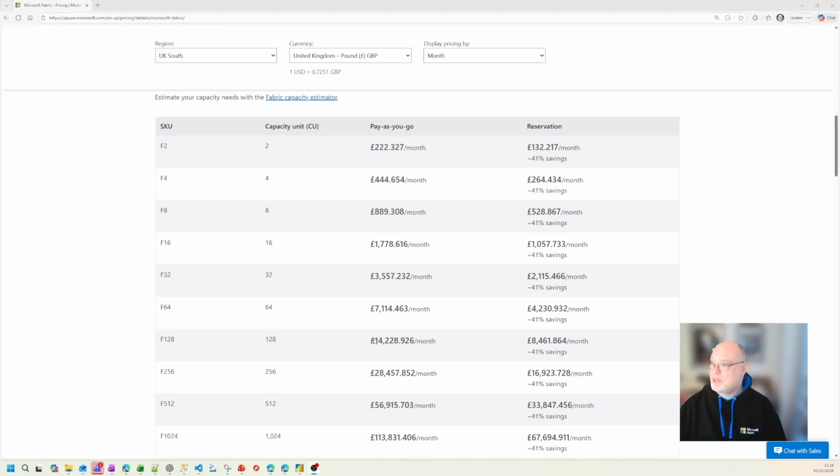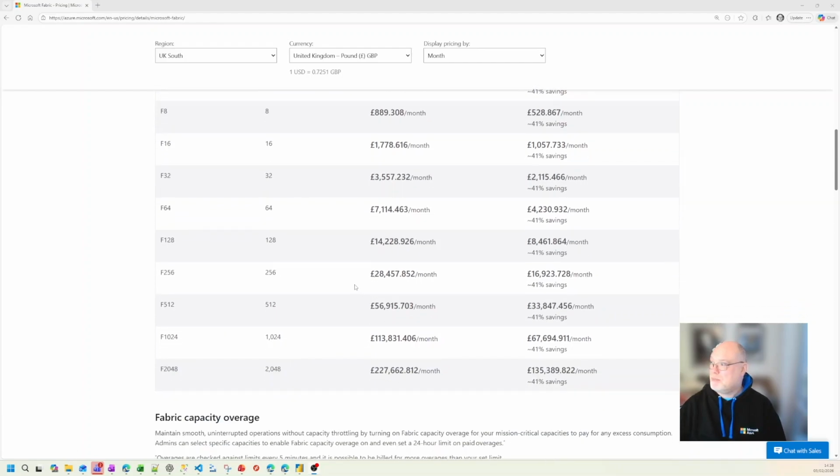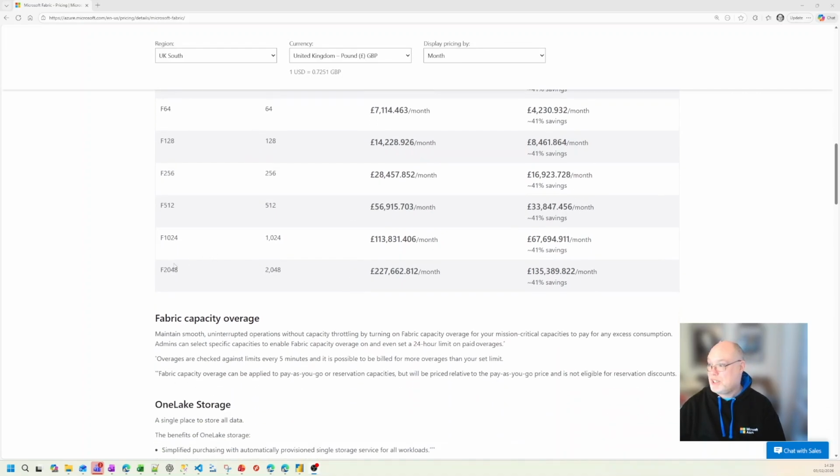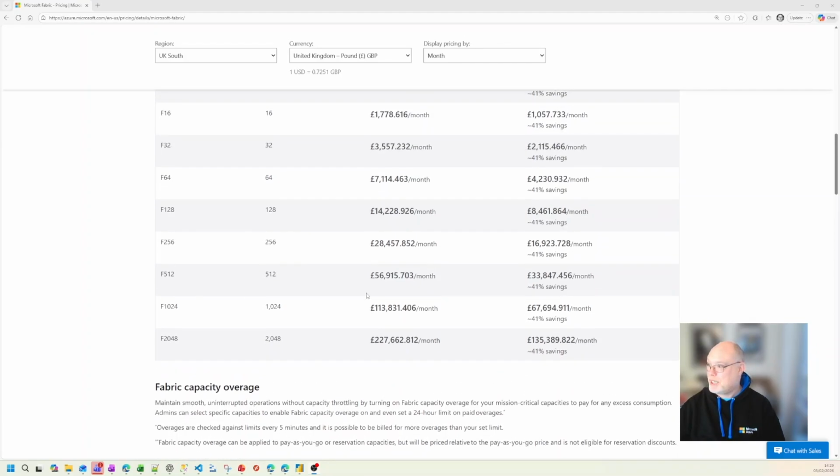F64 is still the old P1 in the old Power BI world. That's going around £4,000 a month if you reserve it, or £7,000 pay as you go. That's quite a bit of cheddar cheese. And it goes all the way up to the F2048 at a saving of £135,000 per month if you pre-reserve it. So that's amazing. I think we all know what the F in F2048 means.